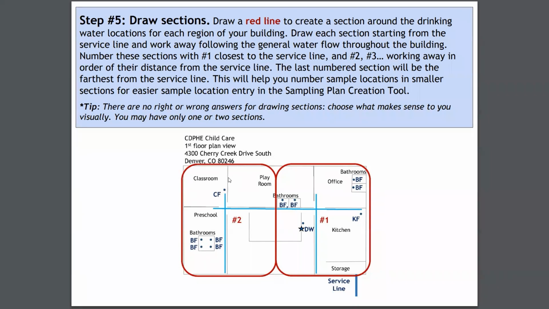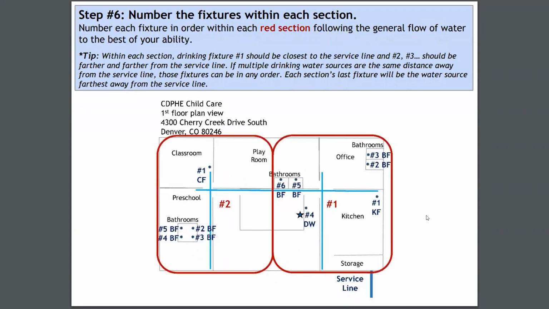We ask that once you create your sections to keep in mind the general flow of water going away from your service line. So here we can see our sections are numbering closest to the service line, 1 is closest, and then 2 is further away. On our next slide, once you have your sections, you can then just number each drinking water location within the section. So here in section 1, closest to the service line, we'll now start sampling closest to the service line and number away so that the last number in the section is the furthest away from the service line. You would continue numbering like this through each section, going closest to farthest.